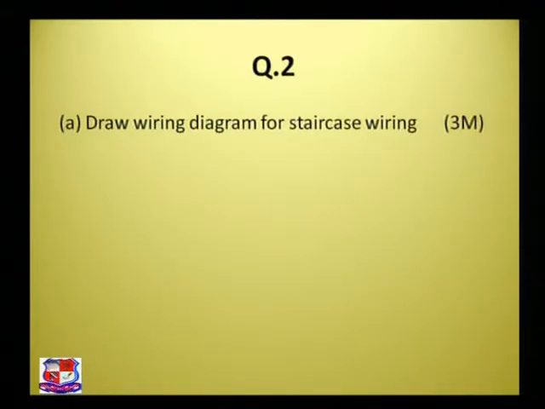You can be asked the same question in a different way, in the sense draw wiring diagram for a 3-story building, right? Because in a 3-story building there will be a ground floor, then the first floor, and then the second floor.